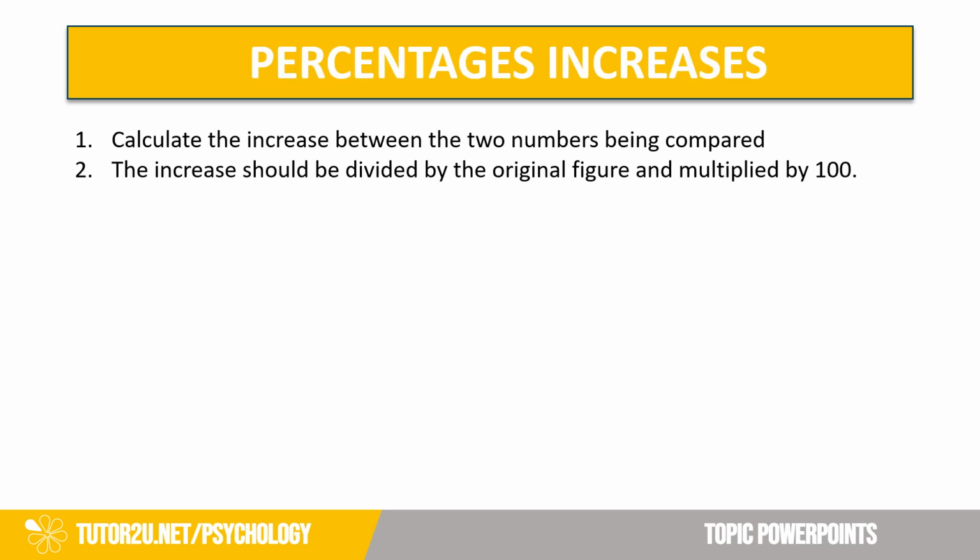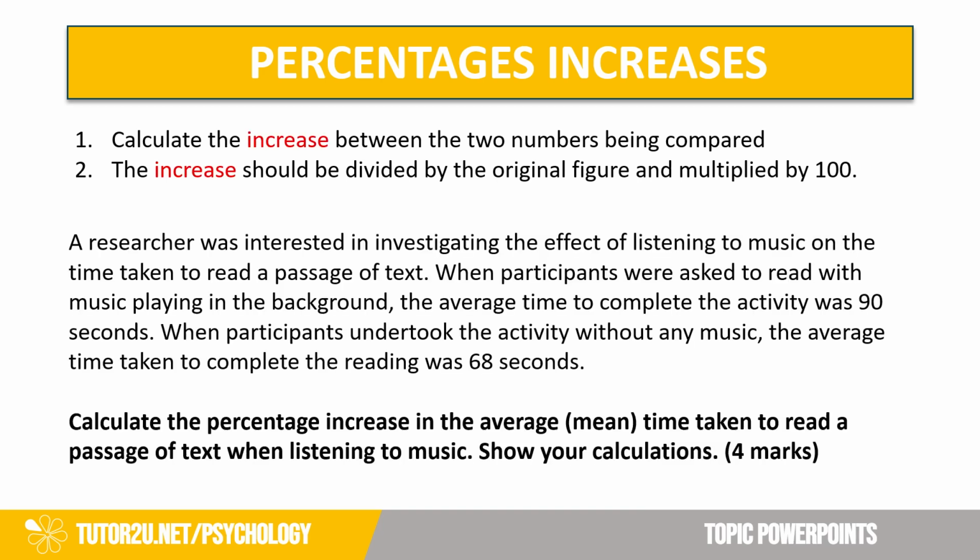So now looking at percentage increases. Really the first step is to calculate the increase between the two numbers being compared. And then that increase, that figure we get for step 1, should be divided by the original figure and multiplied by 100. So let's have a look at this in action.